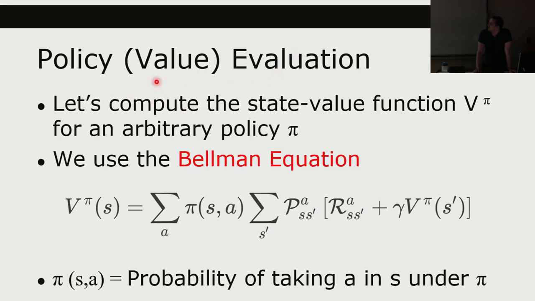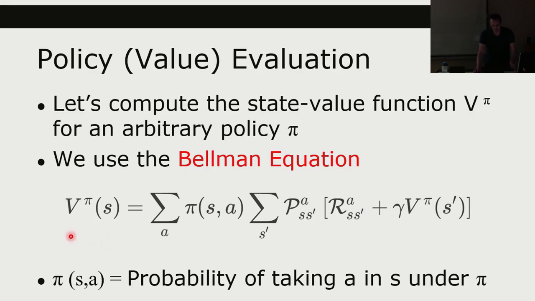So, policy evaluation and value evaluation. Let's compute the state value function, v pi, for an arbitrary policy pi. And we use what's called the Bellman equation. This is a very scary looking formula. I understand that. I hate math formulas. What I like is code. And so we're going to try and talk about this in terms of code. And wherever you see a summation, that's basically a for loop. So it makes it a little bit less scary.